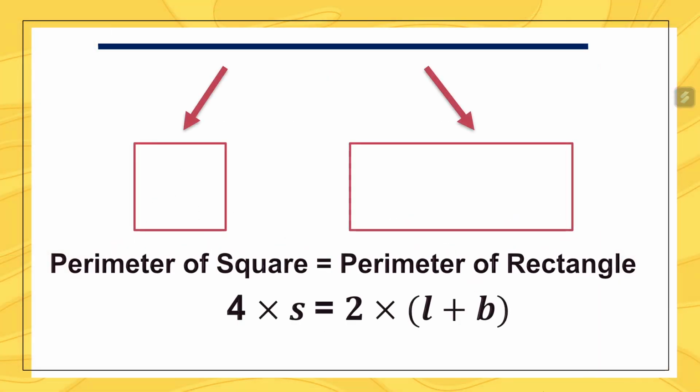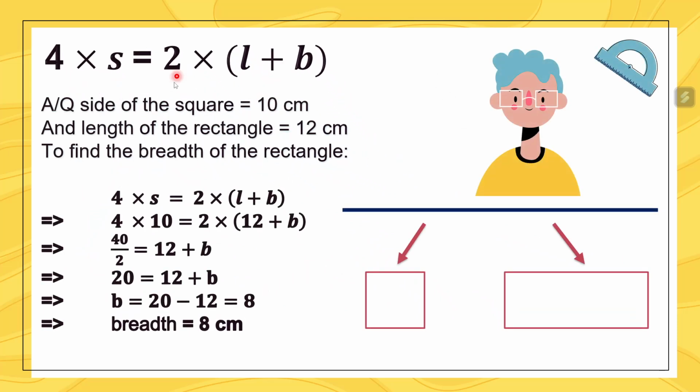In this particular question, a single wire is used to make two different objects, that is the square and rectangle. That is why the perimeter of both the objects will remain the same. When a single wire is used to make two different objects, their perimeters remain equal. So perimeter of square is equal to perimeter of rectangle, that is 4 into S is equal to 2 into (L plus B). According to this question, the side of the square is 10 centimeter and the length of the rectangle is 12 centimeter. So we have to find the breadth of the rectangle.